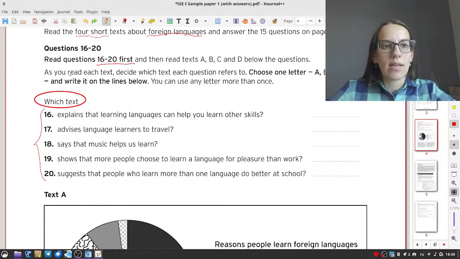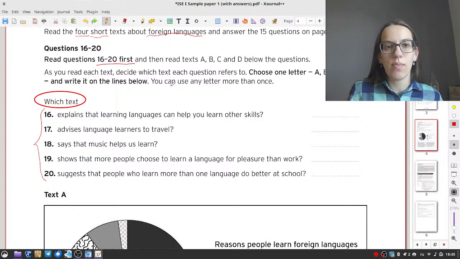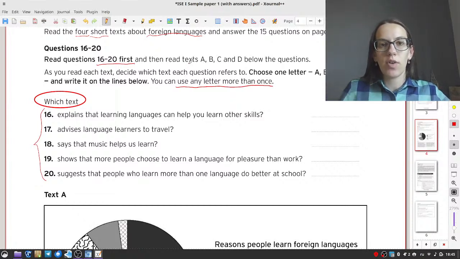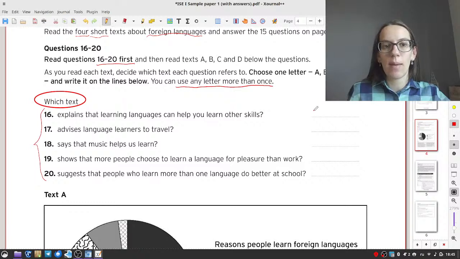So next, as you read each text, decide which text each question refers to. Choose one letter A, B, C, or D and write it on the lines below. You can use any letter more than once. So this is very important as well. You can use any letter more than once. What does this mean for us? So, for example, someone may think, okay, for 16, for example, I choose A.